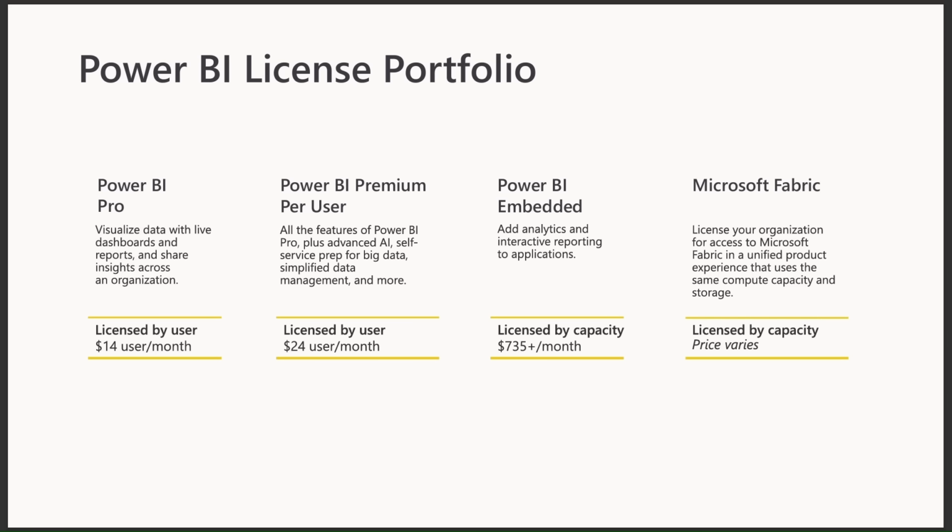Let's start with an overview of the Power BI license options. Power BI comes in a few flavors: free, Pro, Premium per user, Embedded, and Fabric capacity. The main difference is how they're licensed. Some by user, others by capacity. For example, Pro is licensed per user at about $14 a month, while Fabric and Embedded are licensed by capacity, which means you're paying for the amount of compute power and storage your organization uses.